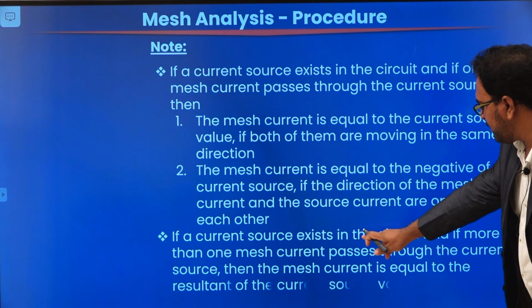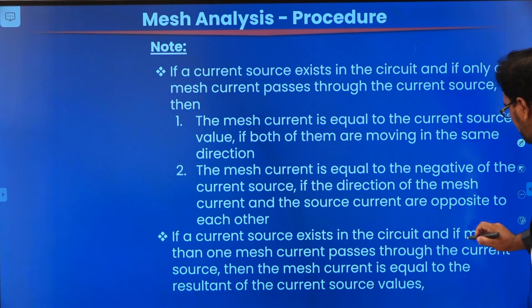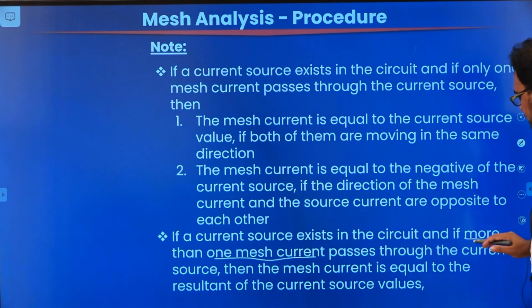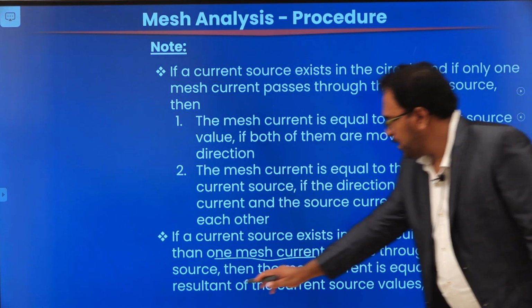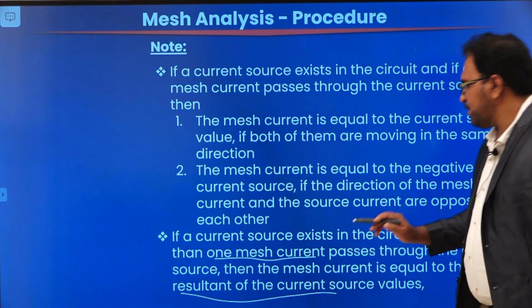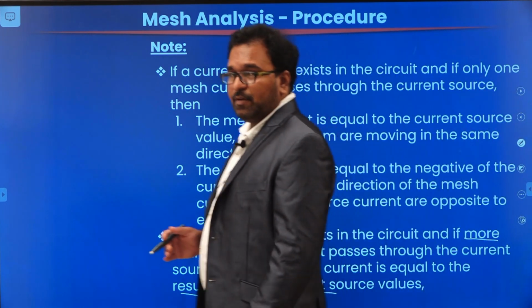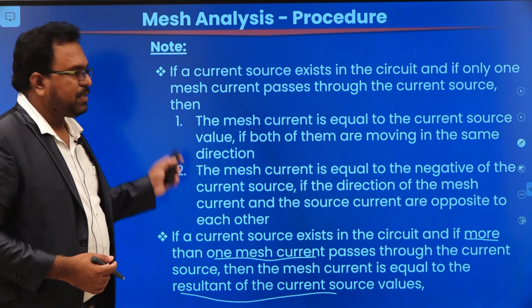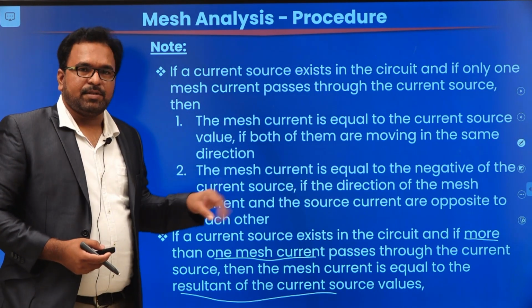So if a current source exists in a circuit and more than one mesh current passes through the current source, then the current source is equal to the resultant of the mesh currents. Okay. So these points have to be remembered. These points have to be applied when there is a current source in the circuit.